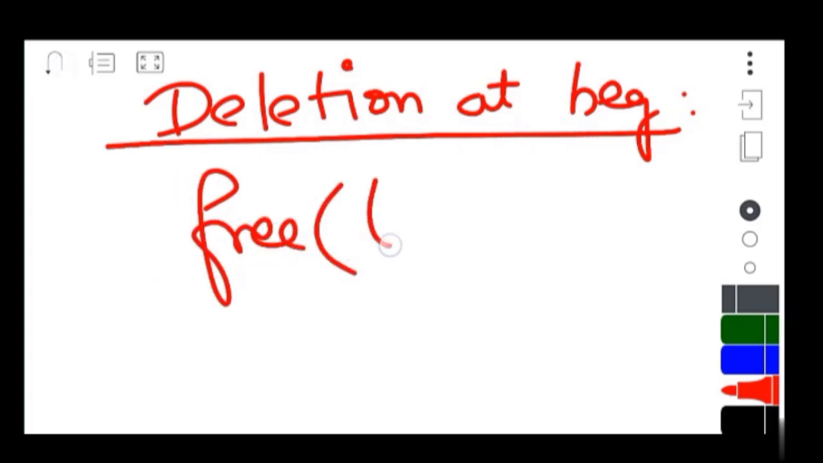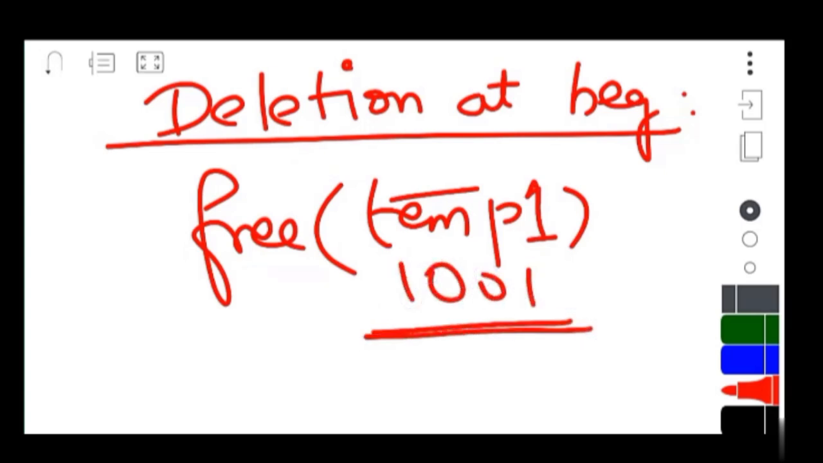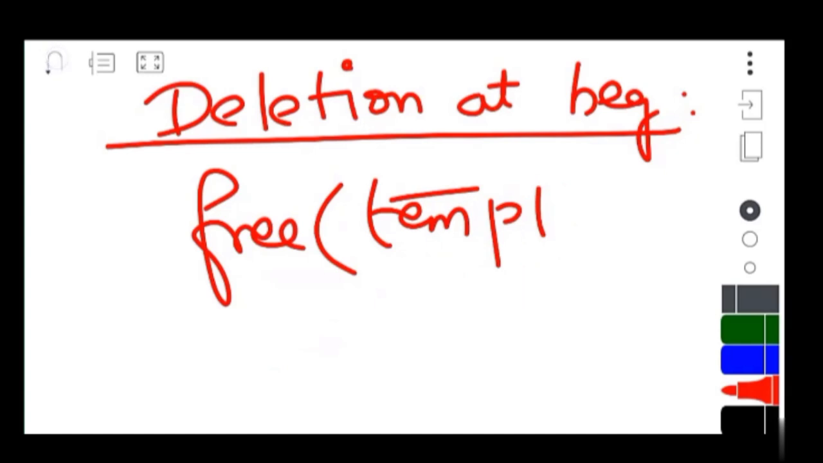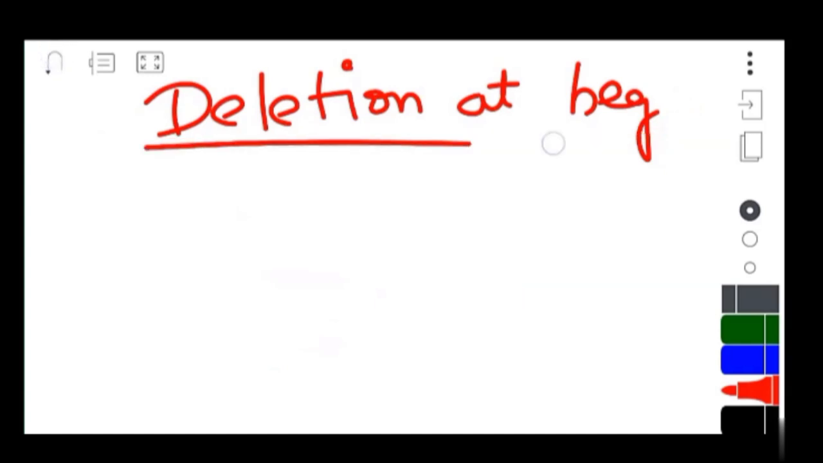So if you say free of temp1, it means it will deallocate this memory. What is meant by deallocating? Temp1 is having the value 1001. It will deallocate the memory. You can use that memory again, but it will free the memory. As the name states, it will make the memory free. That's called deletion. It is crucial.